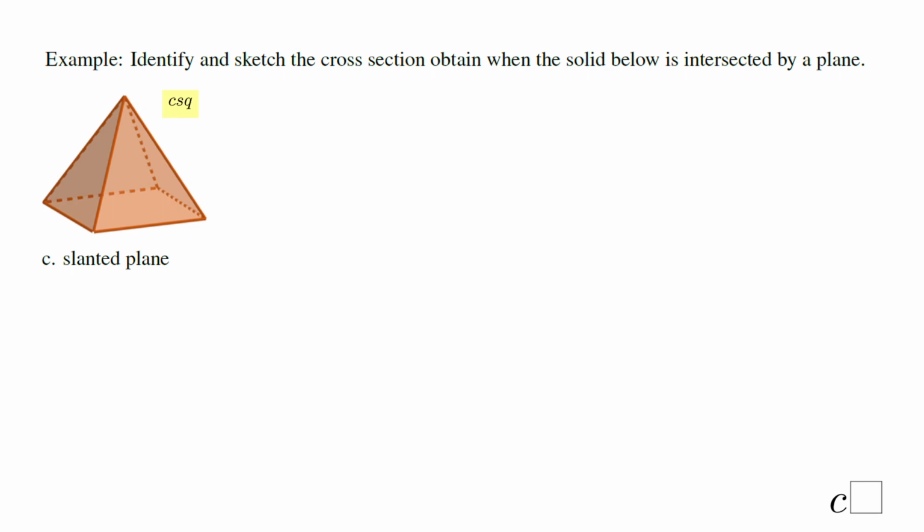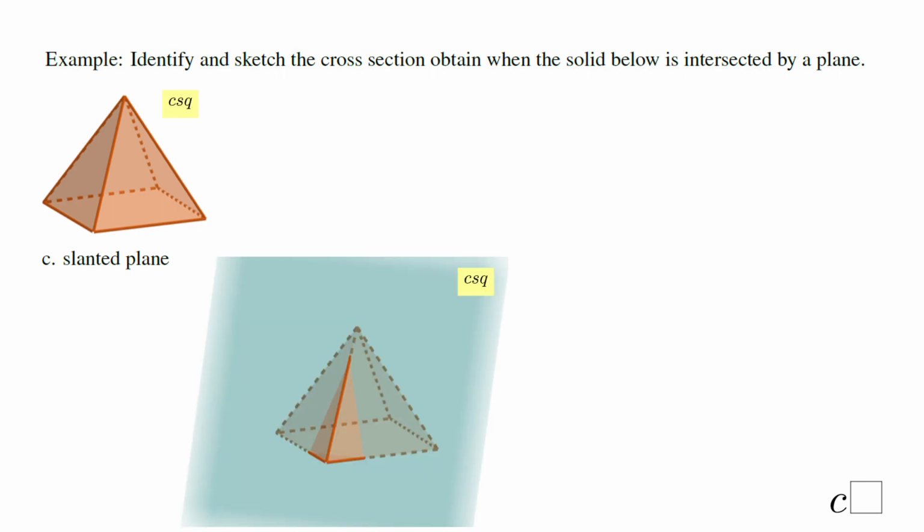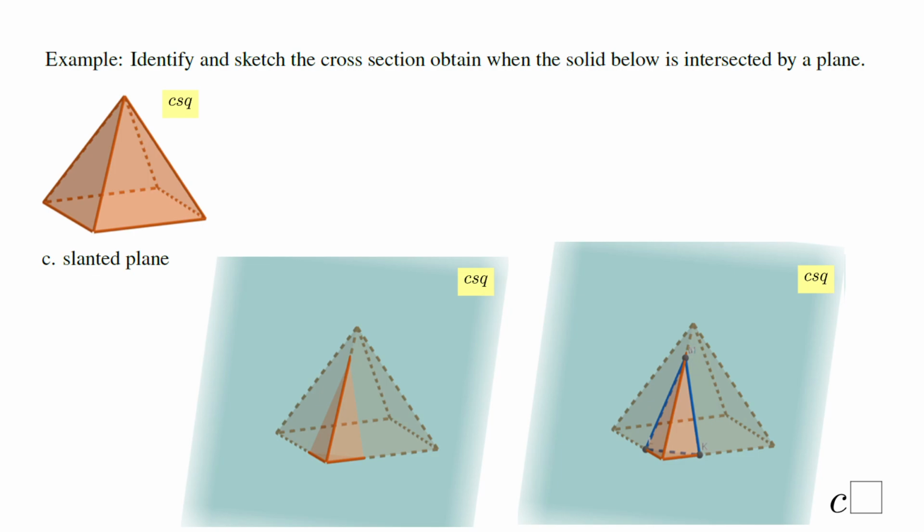Let's take a look at the last choice, a slanted plane. What kind of cross section can we get? I have a first choice here. You see how this plane intersects the rectangular pyramid, and we have a triangle as a cross section. Again, triangle, like I said a minute ago.